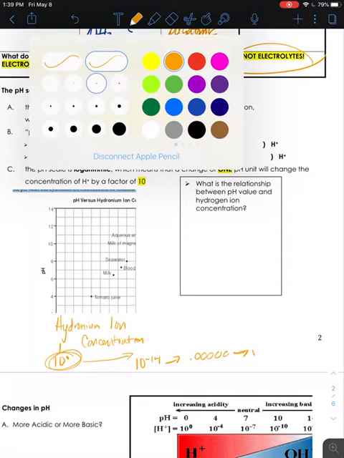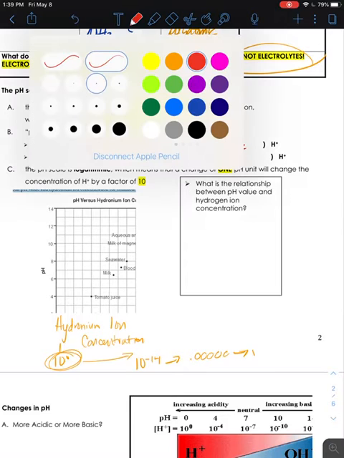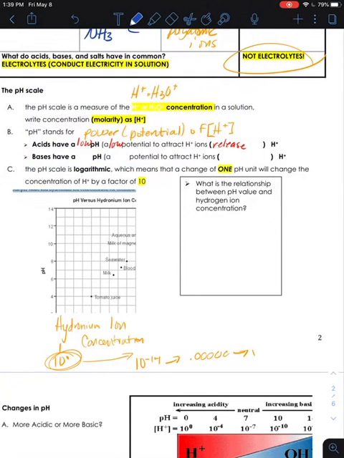So we know for acids, we say that acids have a low pH, so a low potential to attract hydrogen ions. And again, that means it's going to release or donate those hydrogen ions. Bases, on the other end of the spectrum, would have a high pH, again, 7 to 14 would be its range. So that means it would have a high potential to attract ions. So we call those acceptors.